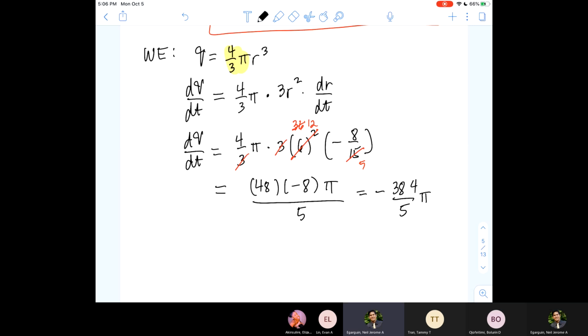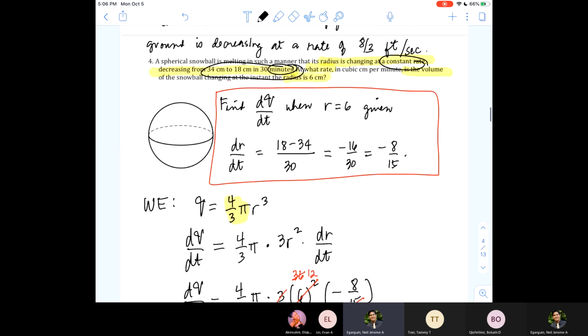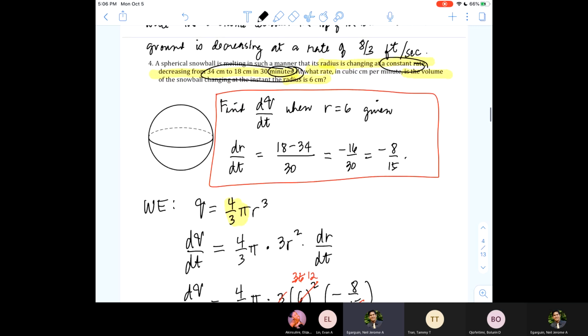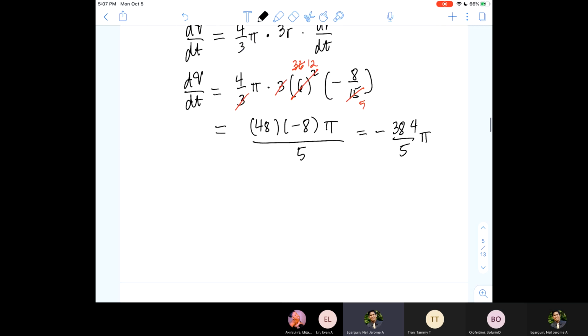Okay. And does this make sense? It says that the volume changes at the rate of negative 384 over 5 pi cubic centimeters. Does that make sense to be negative? Well, yeah, because the spherical snowball is melting, so the amount of snowball is decreasing throughout time. So we expect dv over dt to be really a negative value. So we can write a conclusion.